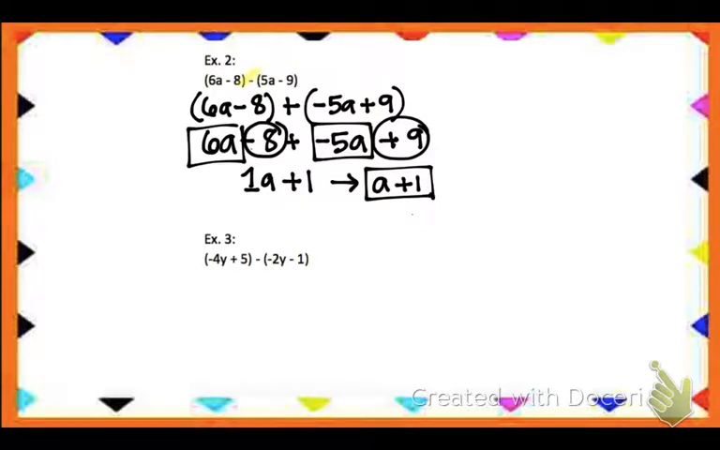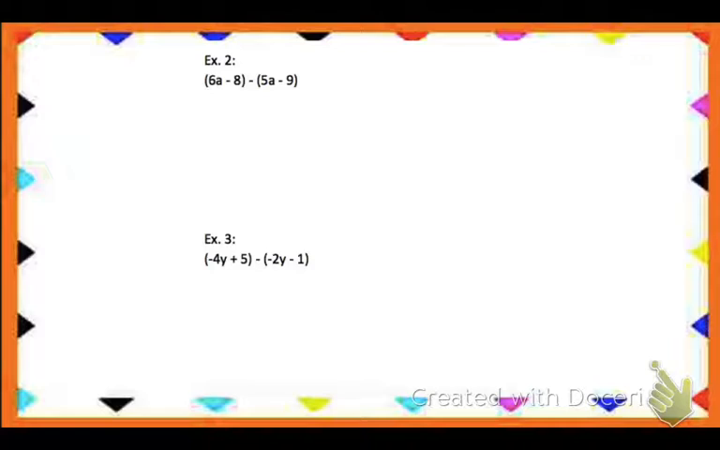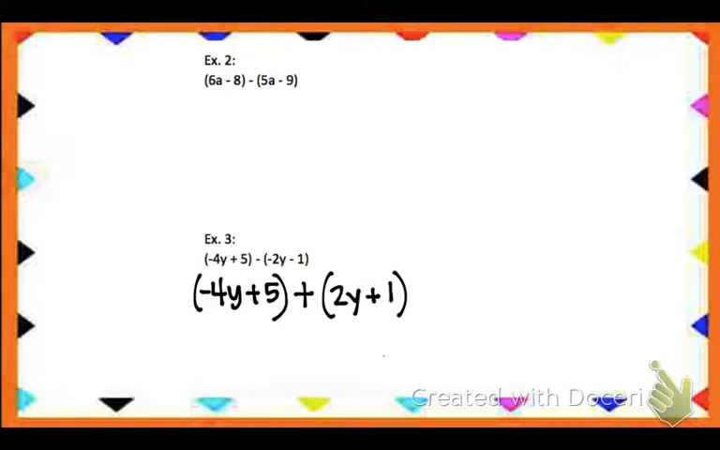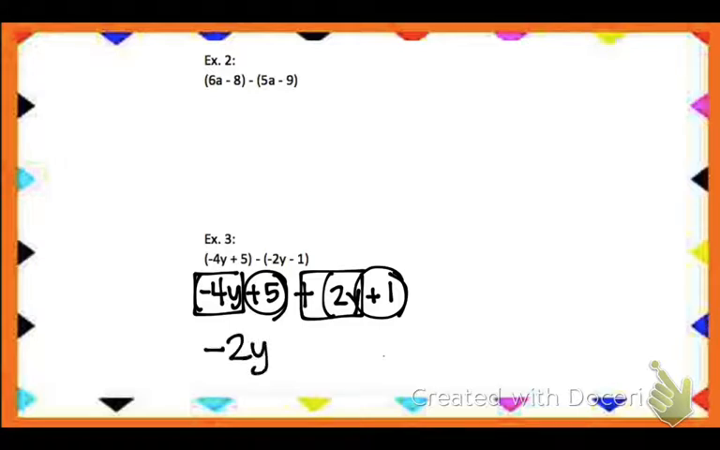Okay? And example 3. So we have negative 4y plus 5. Change the subtraction to addition. And what is the opposite of negative 2y minus 1? Positive 2y plus 1. So now I'm going to have negative 4y plus 2y and then positive 5 and positive 1. So that gives me a negative 2y plus 6.